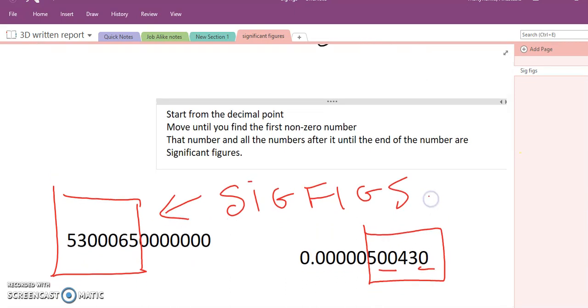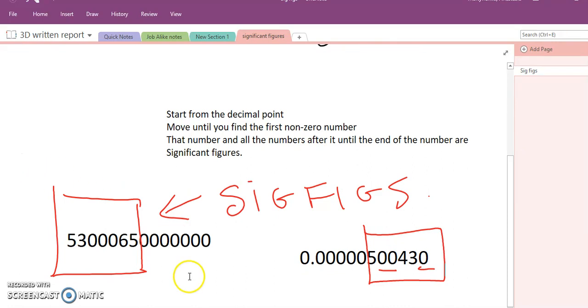Okay, and that's about it for significant figures.